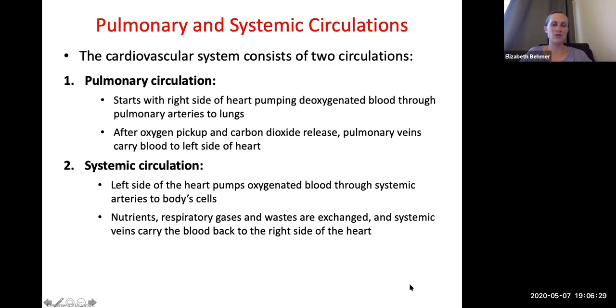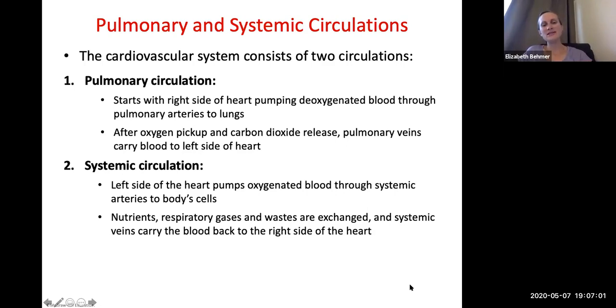This starts with the right side of the heart pumping deoxygenated blood through your pulmonary arteries to your lungs, where the lungs will give oxygen into the blood. So after oxygen is picked up and CO2 is released, pulmonary veins will carry blood to the left side of the heart. So which of the cardiovascular systems has deoxygenated blood in its arteries? That's your pulmonary circulation. And I'll show you a picture of this.